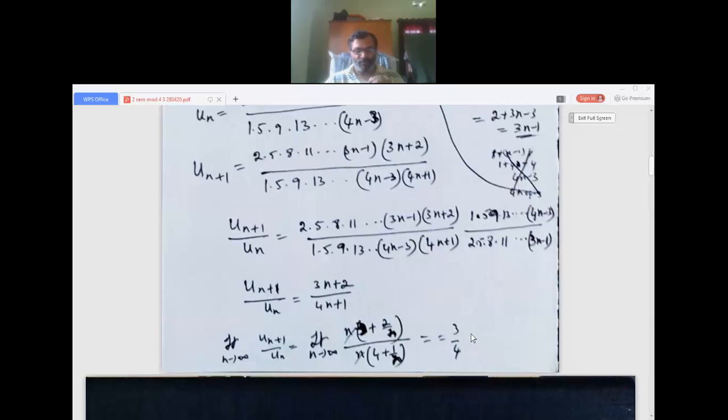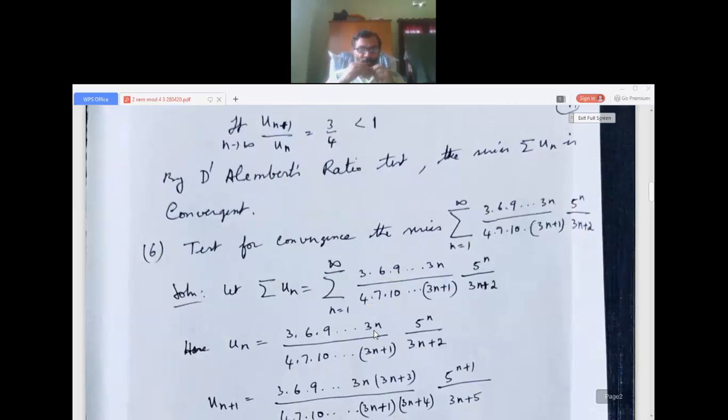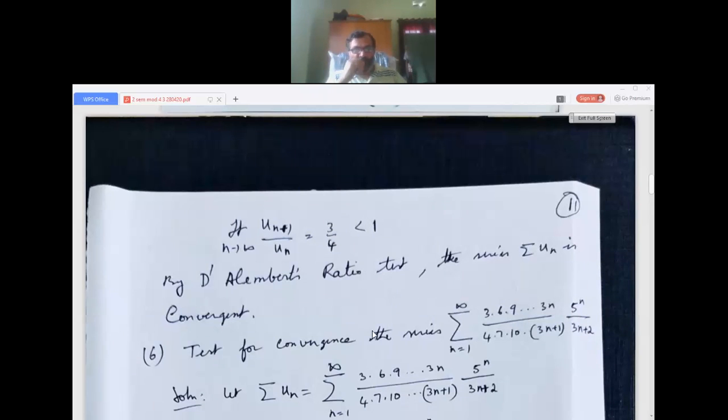Now limit n tends to infinity, un plus 1 divided by un equals 3 by 4, that is less than 1.